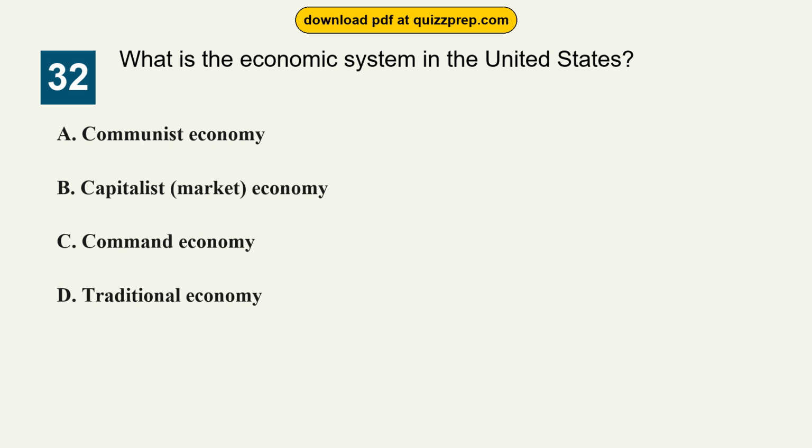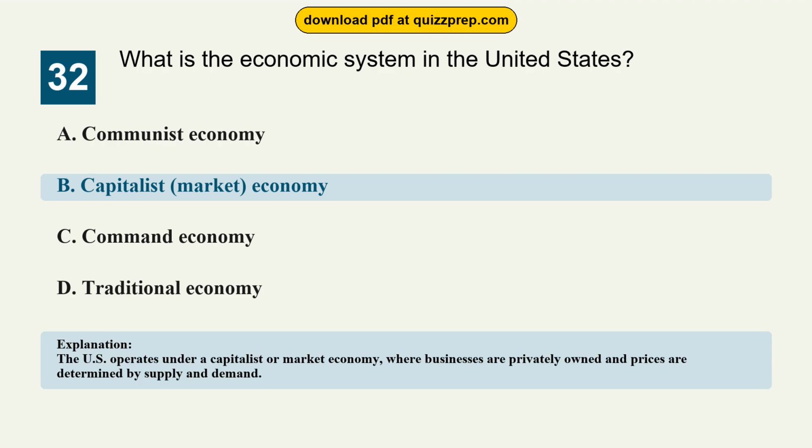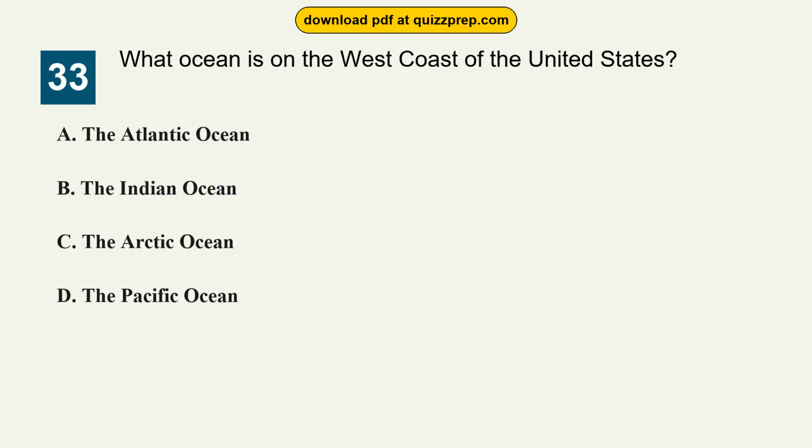Question 32. What is the economic system in the United States? Option A, communist economy. Option B, capitalist, market, economy. Option C, command economy. Option D, traditional economy. The correct answer is option B, capitalist, market, economy. The U.S. operates under a capitalist or market economy, where businesses are privately owned and prices are determined by supply and demand.